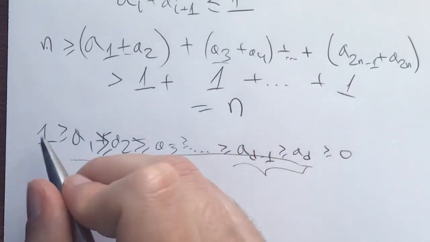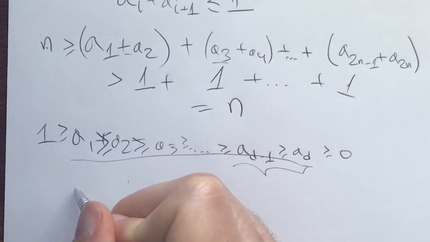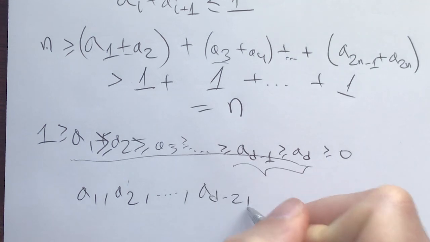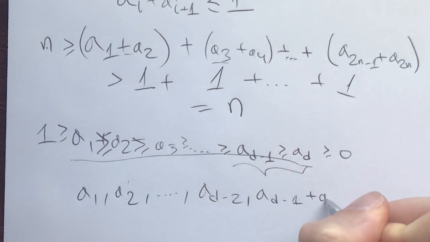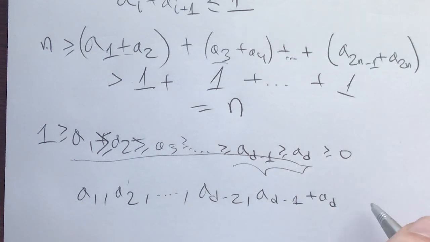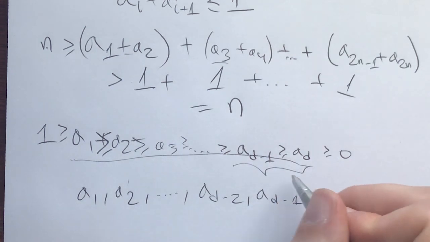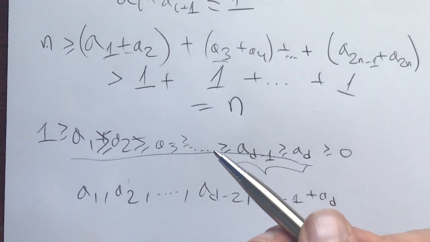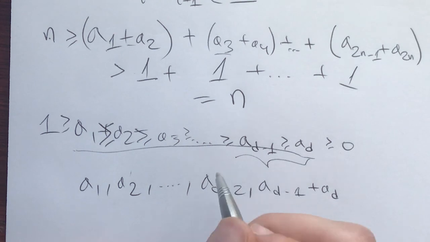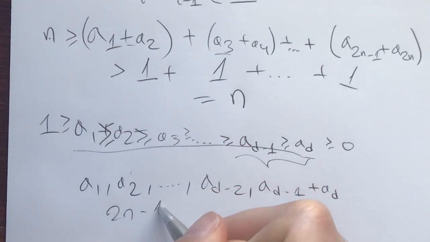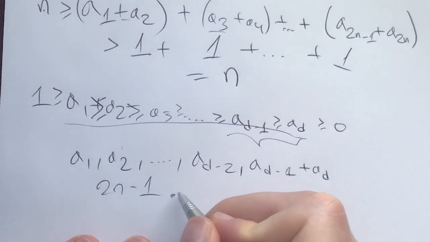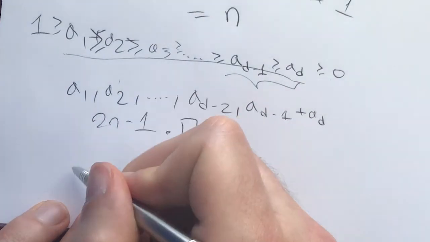So now we are trying to put them into 2n minus 1 groups, but the sequence a1, a2, till ad minus 2, and ad minus 1 plus ad, this is a sequence of d minus 1 numbers, such that every one of them is between 0 and 1. And by the inductive hypothesis, we can partition them into 2n minus 1 groups such that the sum of the numbers in each group is less than or equal to 1. This is what we needed to prove, and we are done. And as always, thanks for problem solving.